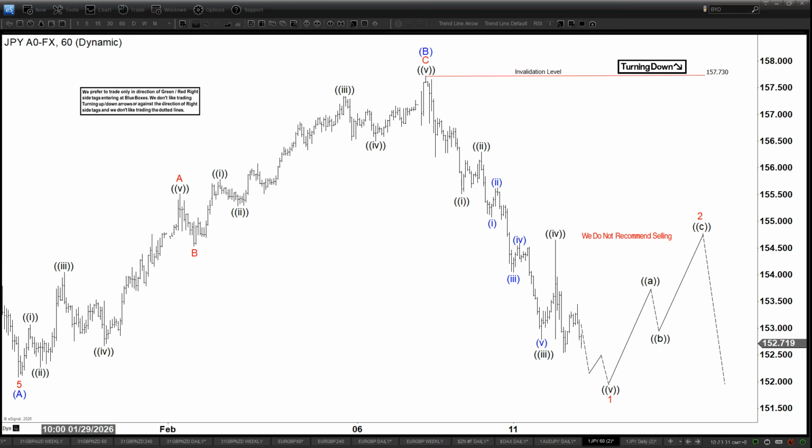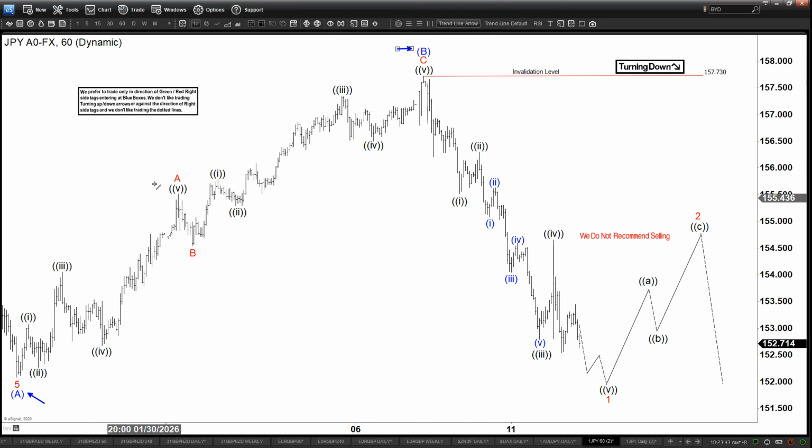So here is the chart of the US dollar yen, 60 minutes time frame here, guys. So we have ended with A intermediate degree here, with B ended here as a zigzag. So now we are in the C select lower. As you know, ABC zigzag is a 5-3-5 structure.